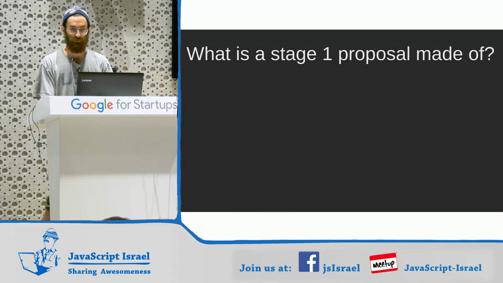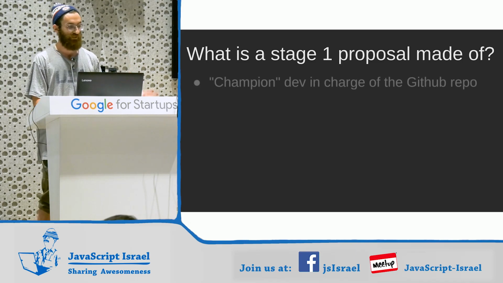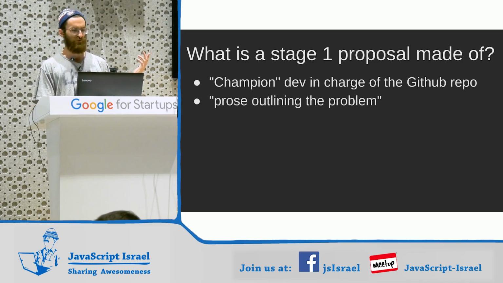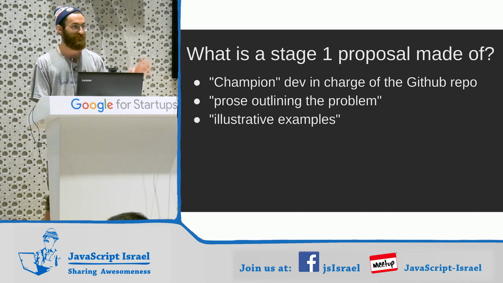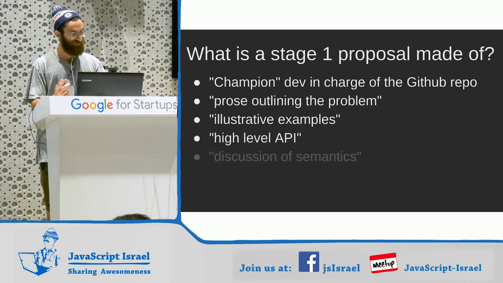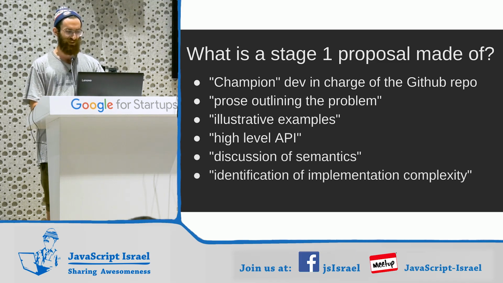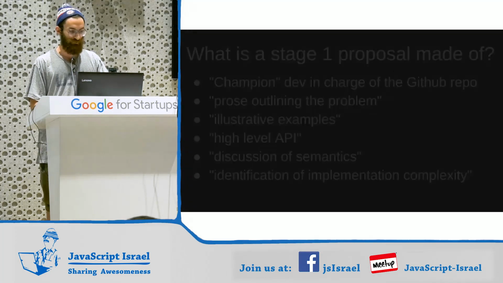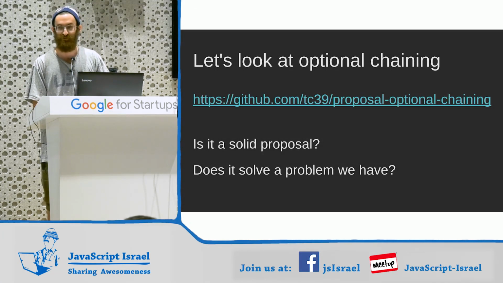So what is a Stage 1 proposal made of? We saw this a bit before. There's a champion. There's prose outlining the problem. Itamar had the good sense to write it in English that everyone can read. Illustrative examples, high-level API, and this one's my favorite, identification of implementation complexity. Okay, so that just means problems. First problem, reading the TC39 spec.